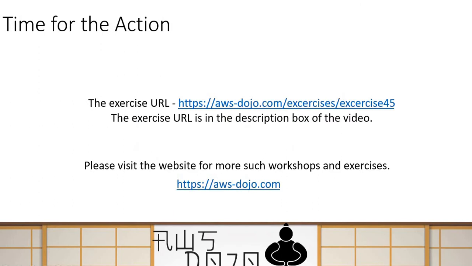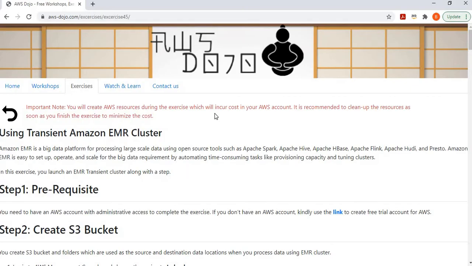So in order to complete this exercise, we have created an exercise and published it to our website aws-dojo.com. The URL of the exercise is also provided in the description box below. Now I'm going to walk you through the steps of the exercise, and after that you can run this exercise on your own to get the experience of running a transient EMR cluster. So let's jump to the exercise.